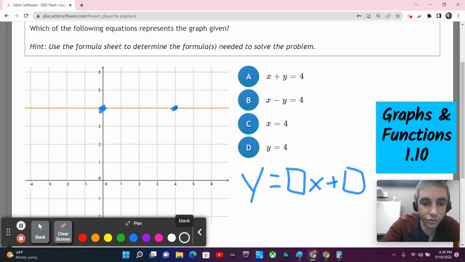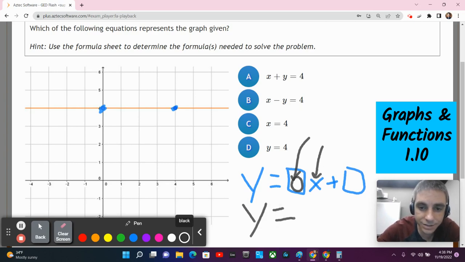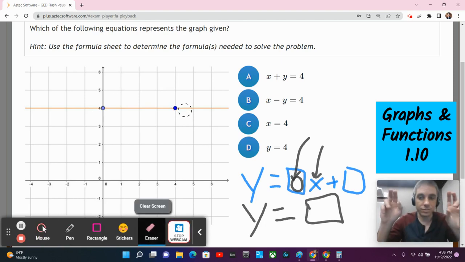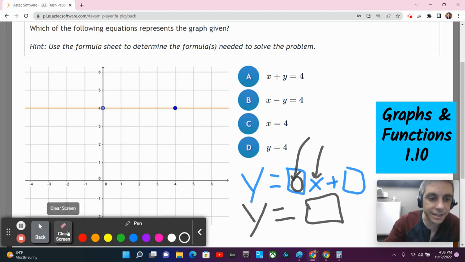So we can shortcut this and say that the rate number here is going to be 0, and 0 times anything, whatever x is, is 0. So really, that means our equation will look more like this: y equals blank, as weird as that is. So what is the number that y equals all the time, according to this line?